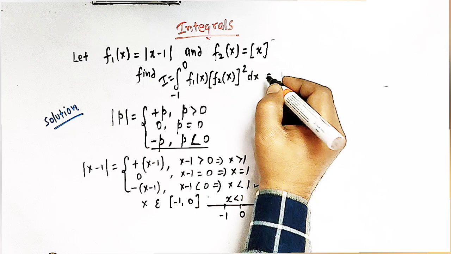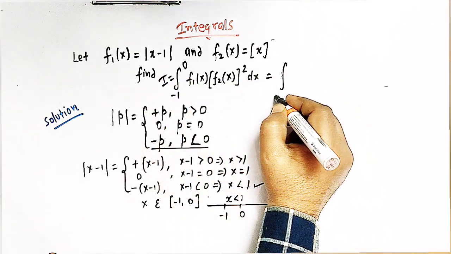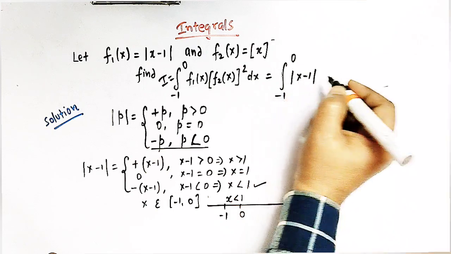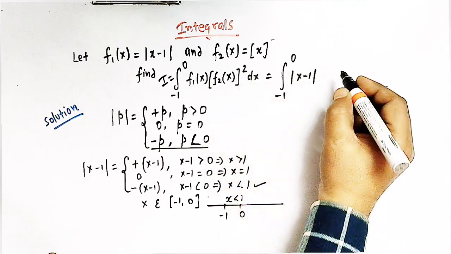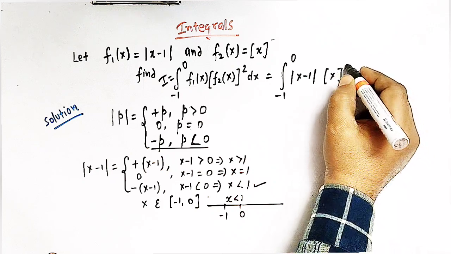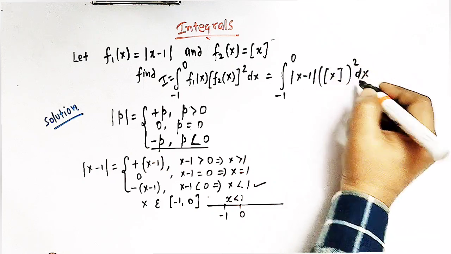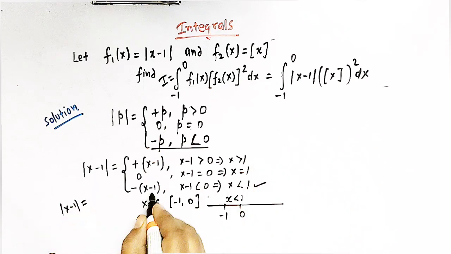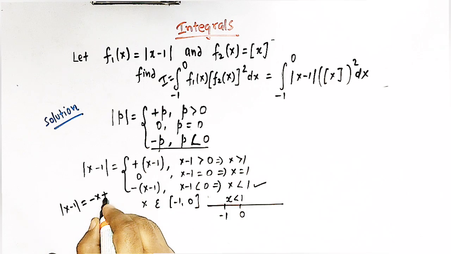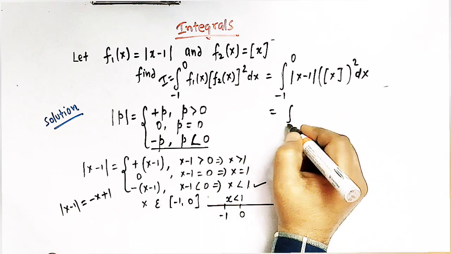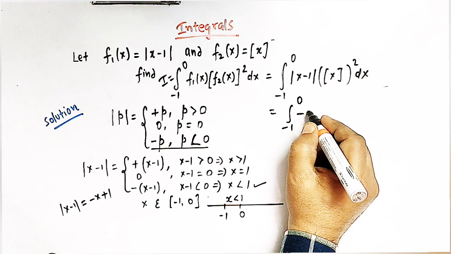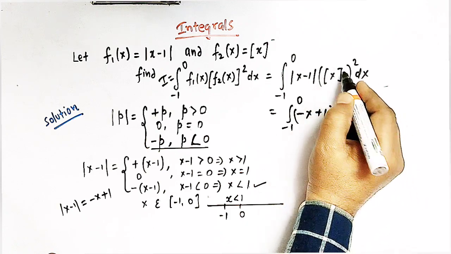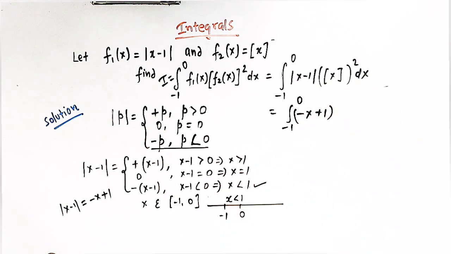So now this integral I can be written as minus 1 to 0, and f1(x) is mod of x minus 1, and here f2(x) is the greatest integer of x, squared, right? Okay, so now we can replace mod of x minus 1 as negative x plus 1, right? So here we have minus 1 to 0, and here we have minus x plus 1. And now let us see this function, that is greatest integer of x.